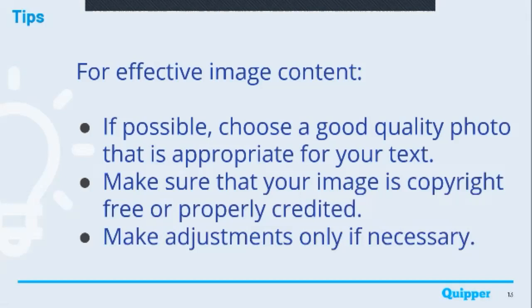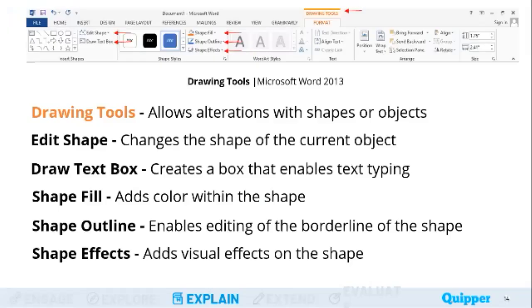So for effective image content, if possible, choose a good quality photo that is appropriate for your text. Then make sure that your image is copyright free or properly credited. Then make adjustments only if necessary. So drawing tools allow alteration of shapes or objects. Makita niyo sa ibabaw, red arrow, drawing tools, then format.